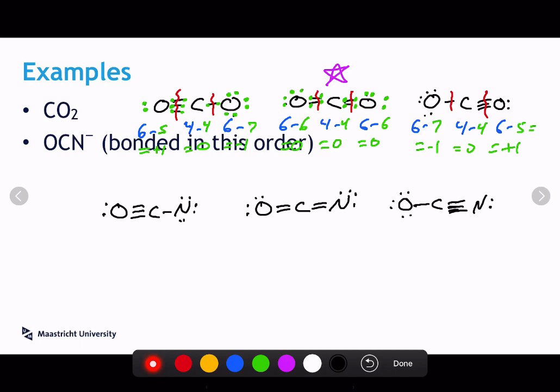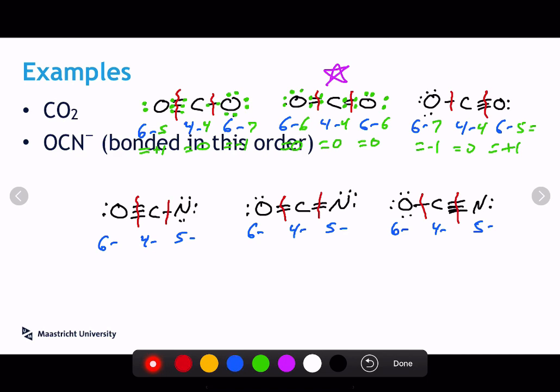Now when we split our bonds here, we start to assign our electrons. Our oxygen would normally have 6, carbon would normally have 4, and nitrogen would normally have 5. So 6 minus, 4 minus, 5 minus, 6 minus, 4 minus, 5 minus.